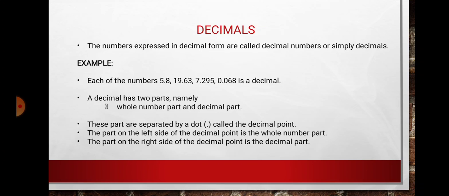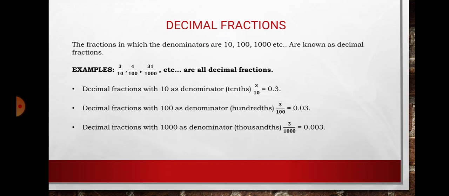Now let us see what is meant by decimal fraction. The fractions in which the denominators are 10, 100, 1000, etc. are known as decimal fractions. For example, 3 by 10, 4 by 100, 31 by 1000 are all examples of decimal fractions.